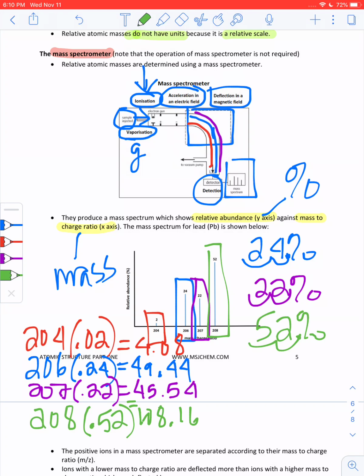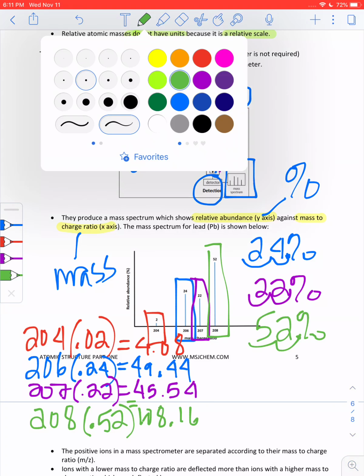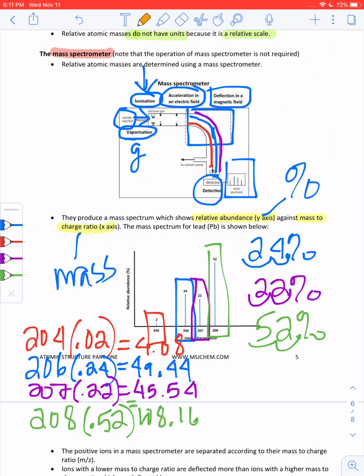So once I've multiplied each isotope's mass by that percent abundance in decimal form, then my last step is to add them together. So I'm going to do a different color here. I kind of put a plus sign here. I'm going to add them together. And when I add these together, I get 207.22. And remember I told you there's no unit, so that's it. It's not grams, it's not anything else, okay?